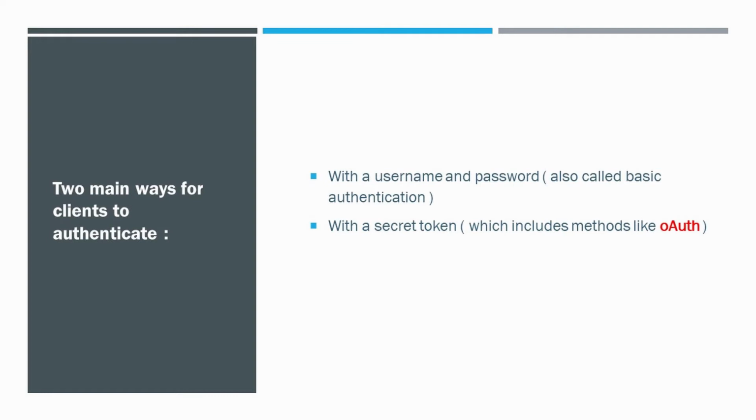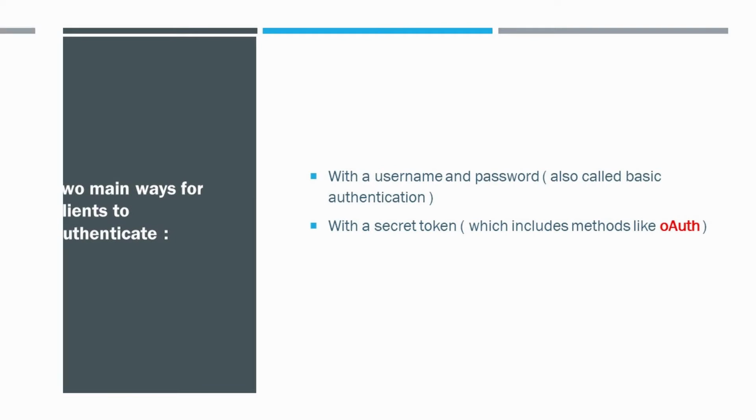And on the web, there are two main ways to authenticate yourself. The first one is with a username and password. It is also called basic authentication. And we have a second one with a secret token, which includes methods like OAuth.